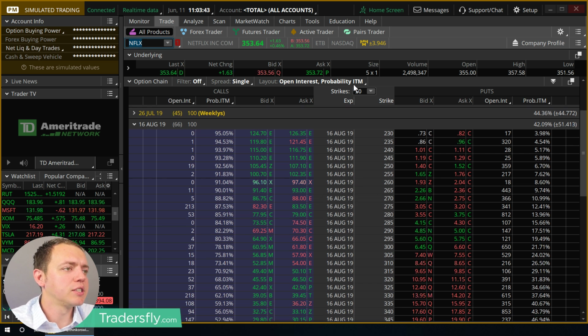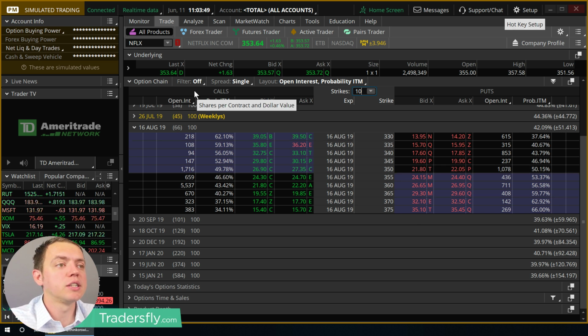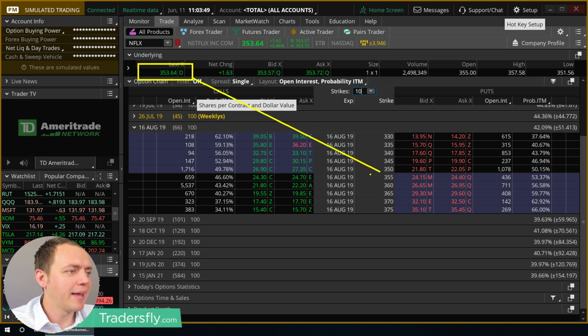So those are the price of the stock. If I go ahead and reduce this to, let's say, 10, you can see there's 10 from the middle of the current price. The current price is actually $3.53, and that's right there. That is called at the money.